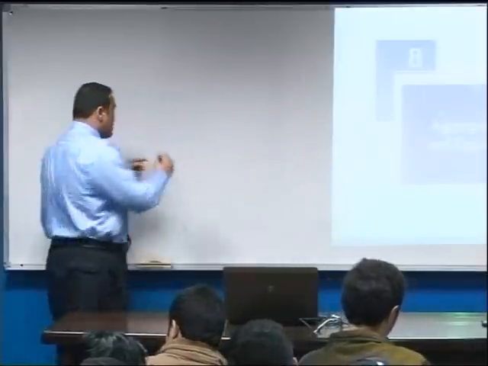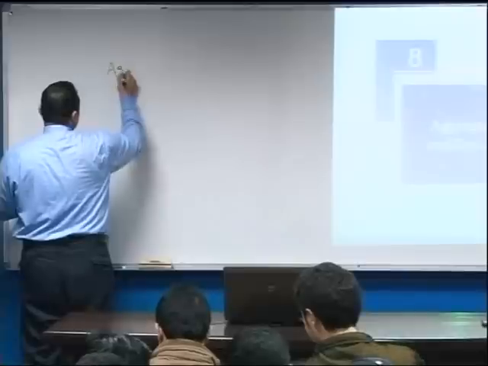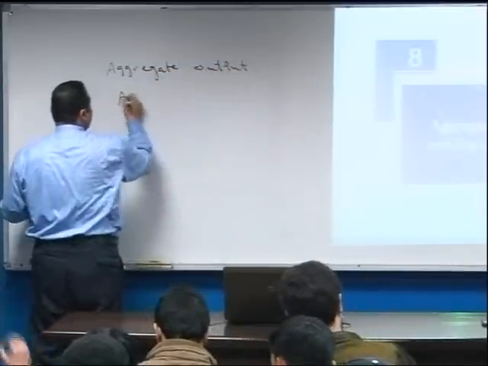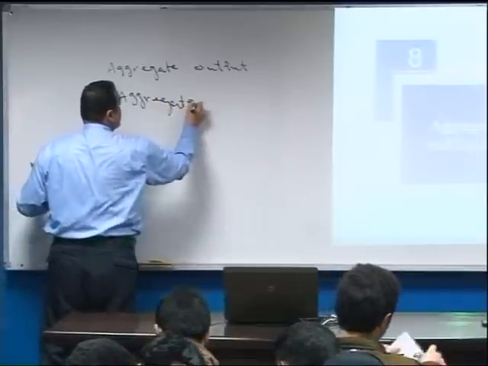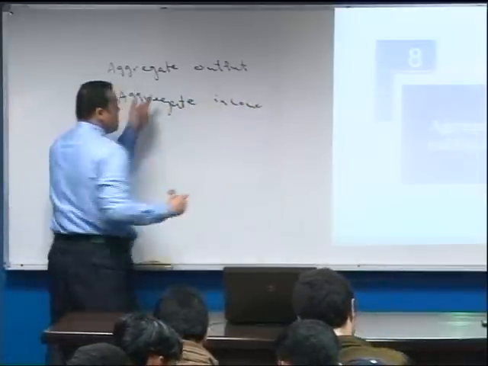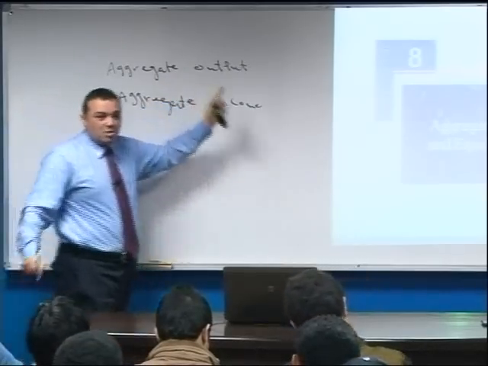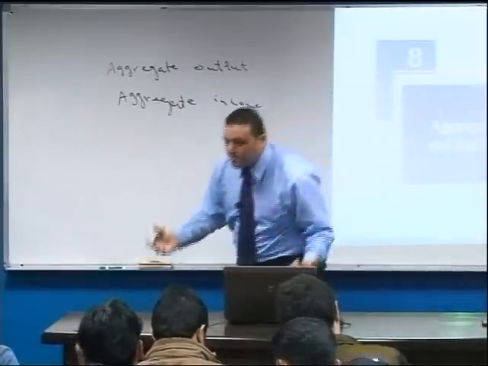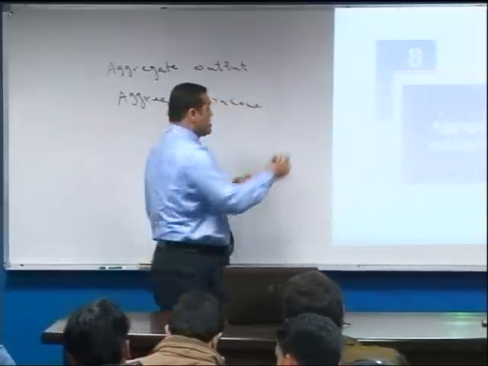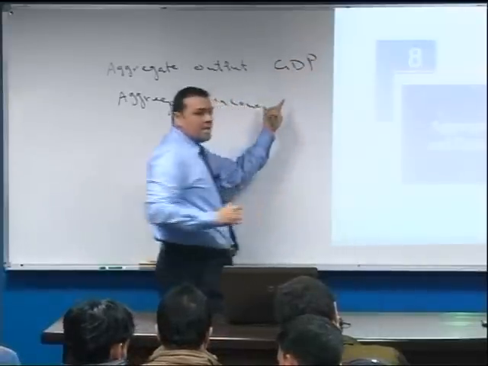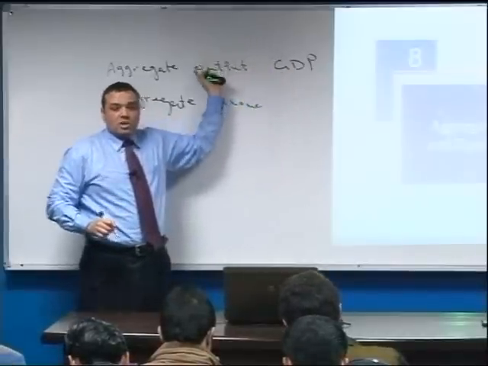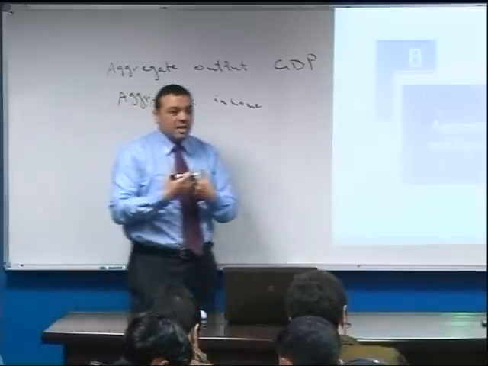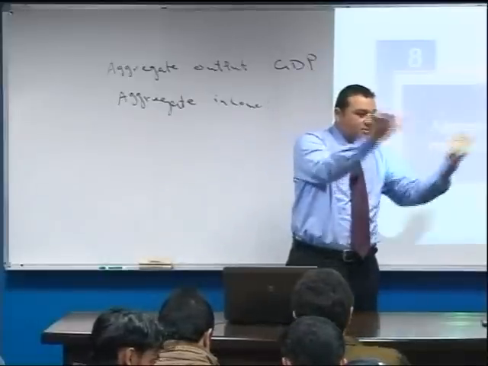So we have two concepts: aggregate output and aggregate income. Aggregate output is the total market value of the produced goods and services in the economy, which is the GDP. If we sell the total production, we will receive income, which is the aggregate income. So we can say that the aggregate output equals the value of aggregate income.